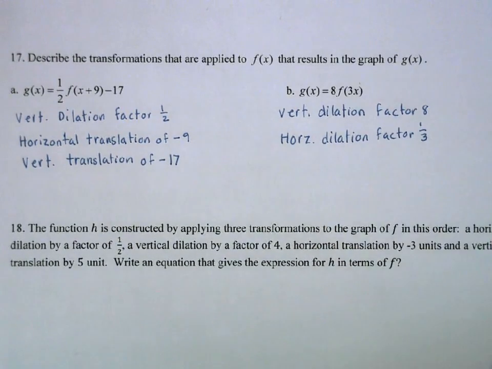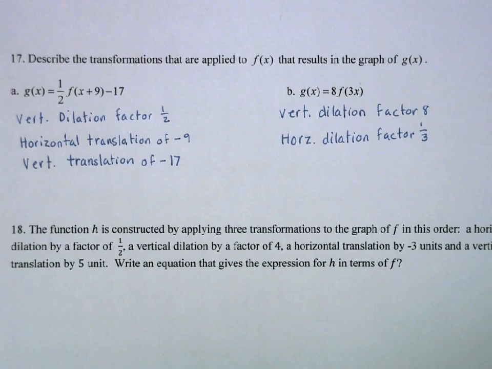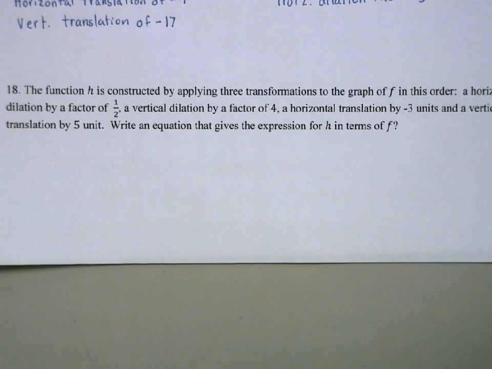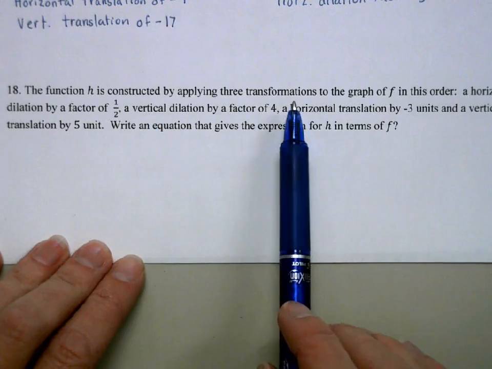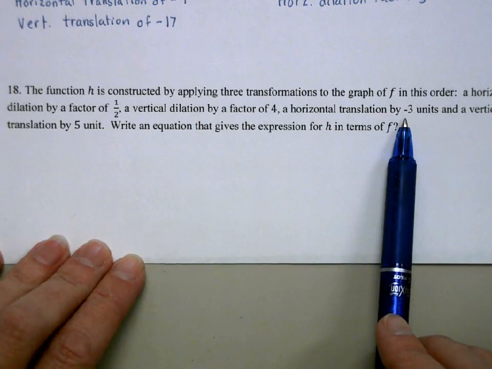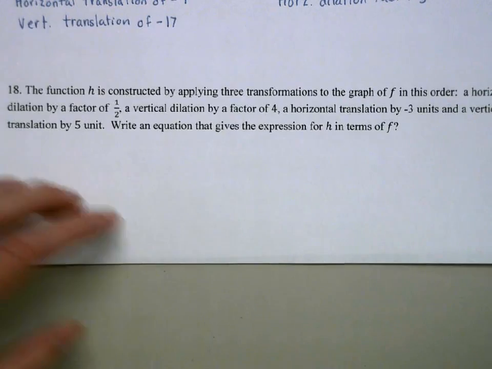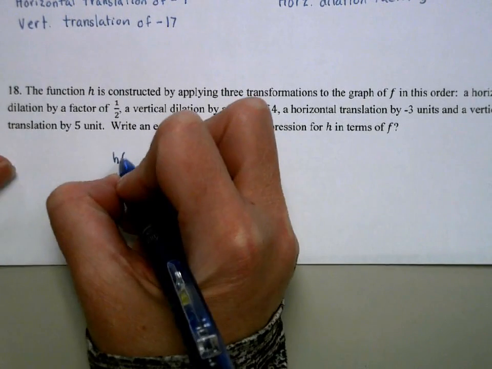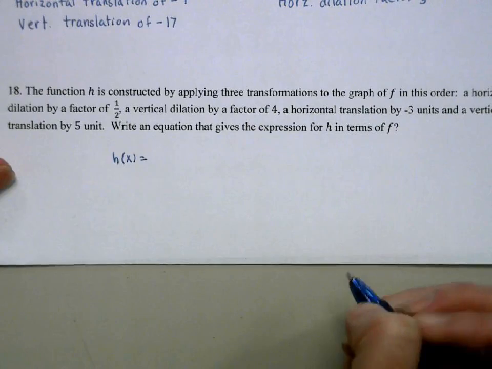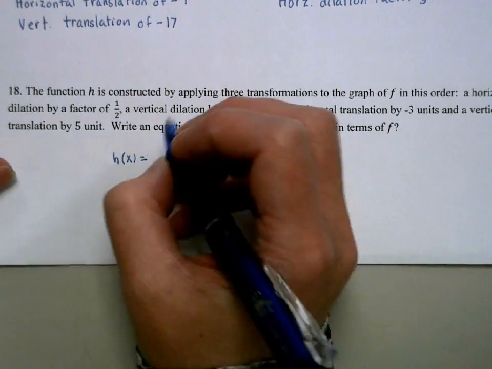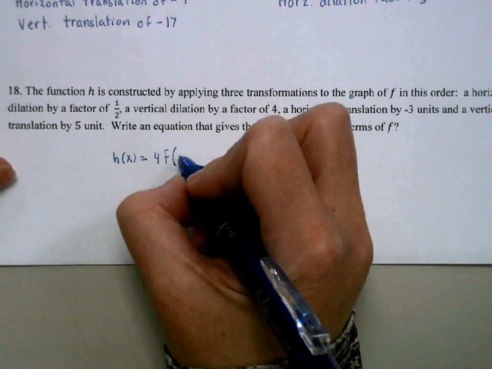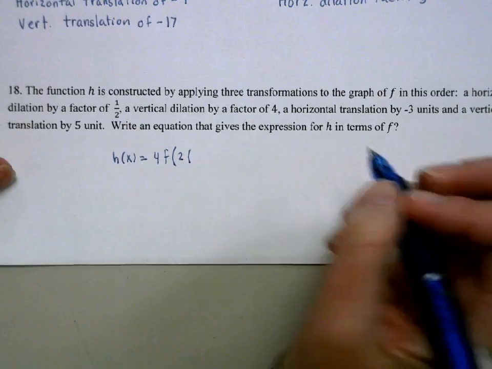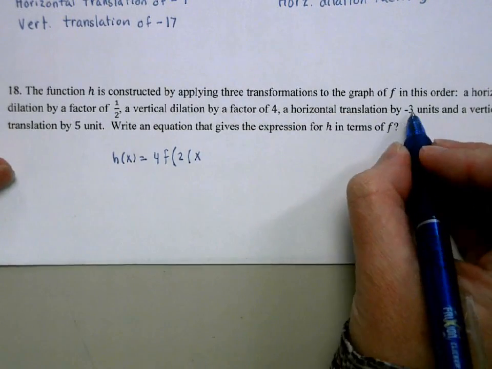The function h is constructed by applying the following transformations. A horizontal dilation by a factor of 1/2, a vertical dilation of 4, a horizontal translation negative 3, and a vertical translation of 5. So h of x is equal to, our vertical dilation was 4, our horizontal was 1/2. So we're going to have a 2 on the inside, and then we're going to use parentheses for the horizontal translation. If that's negative 3, this is going to be a plus 3. And then a vertical translation of 5 will make that a plus 5.